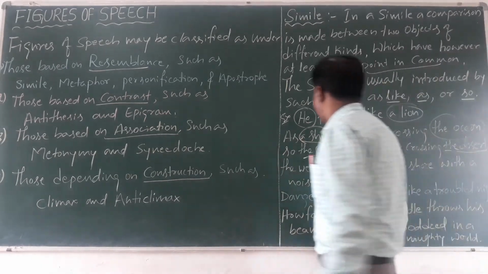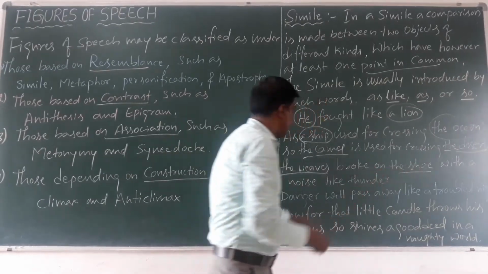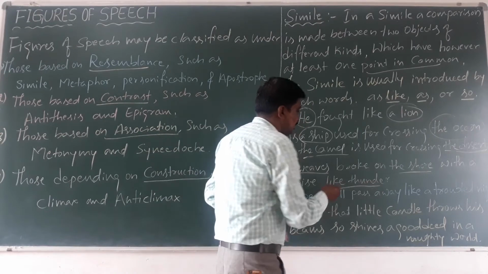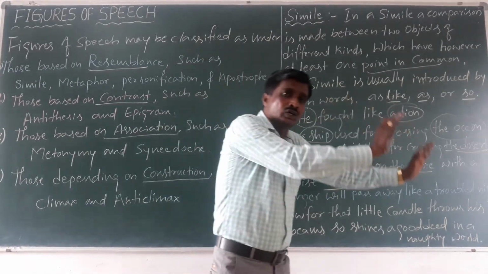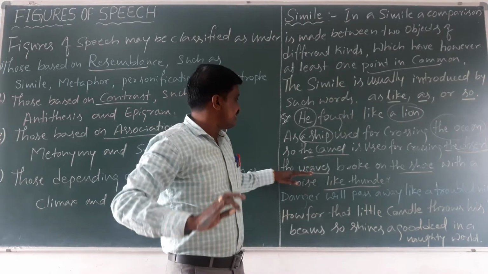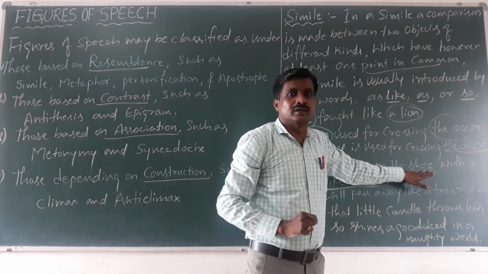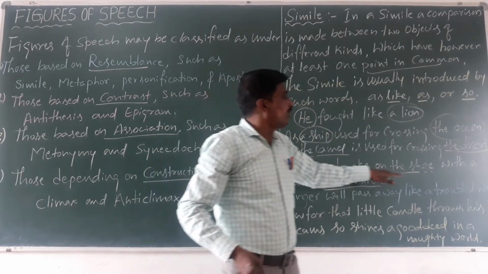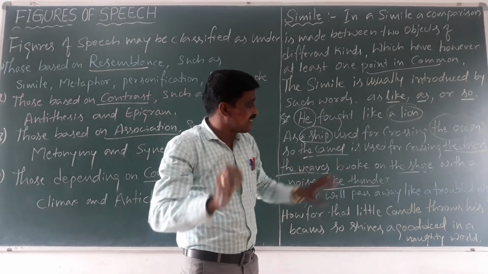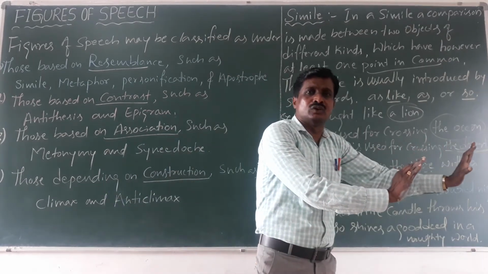See the next example. The waves broke on the shore with a noise like thunder. How did the waves break on the shore? Not silently, not at all. The waves broke on the seashore, the coastline, with a noise like thunder. Here also there is a comparison.